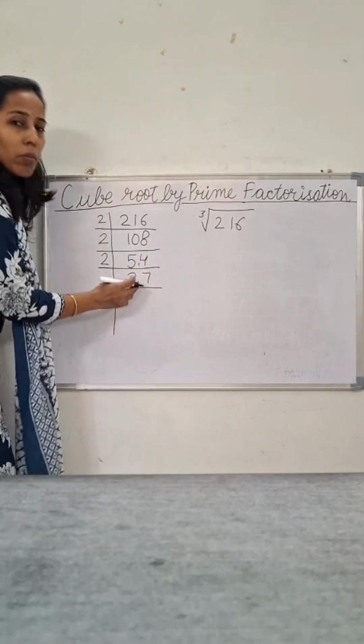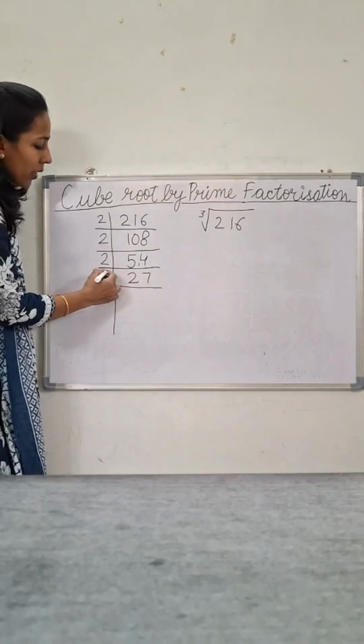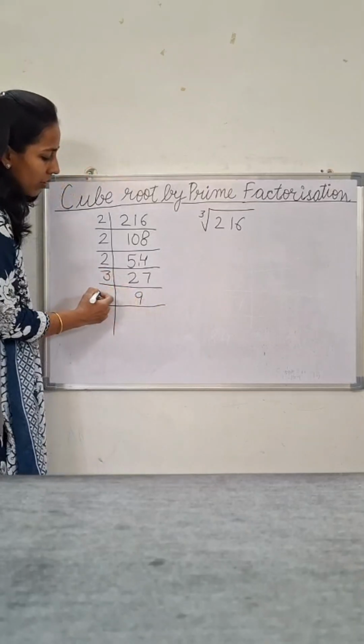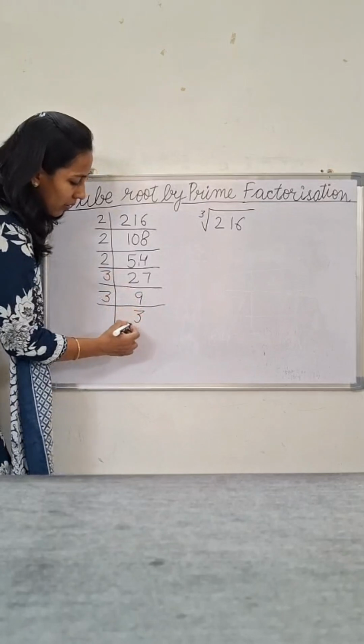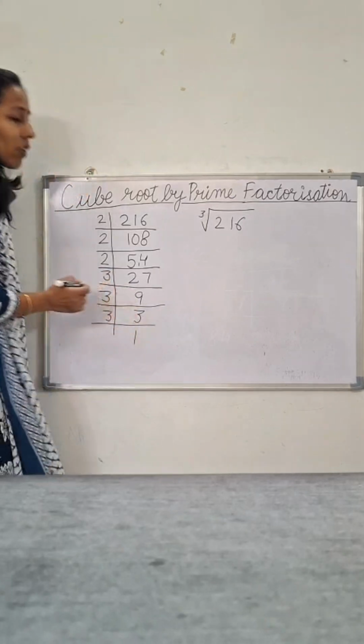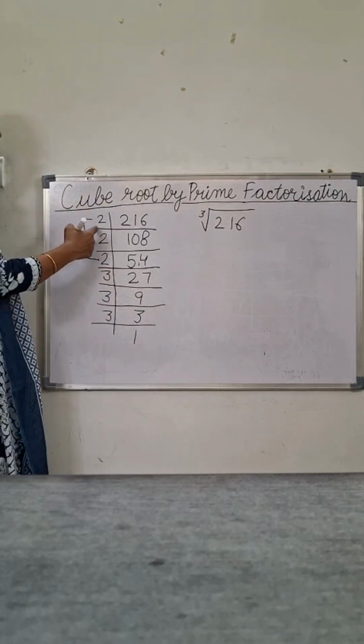Now this is not an even number, this is an odd number. 3 की table में आता है 27. How many times? 3 9s are 27. 3 3s are 9. Now we are left with 3. 3 1s are 3. Now we will make a group of 3 numbers, same numbers, and we will take.